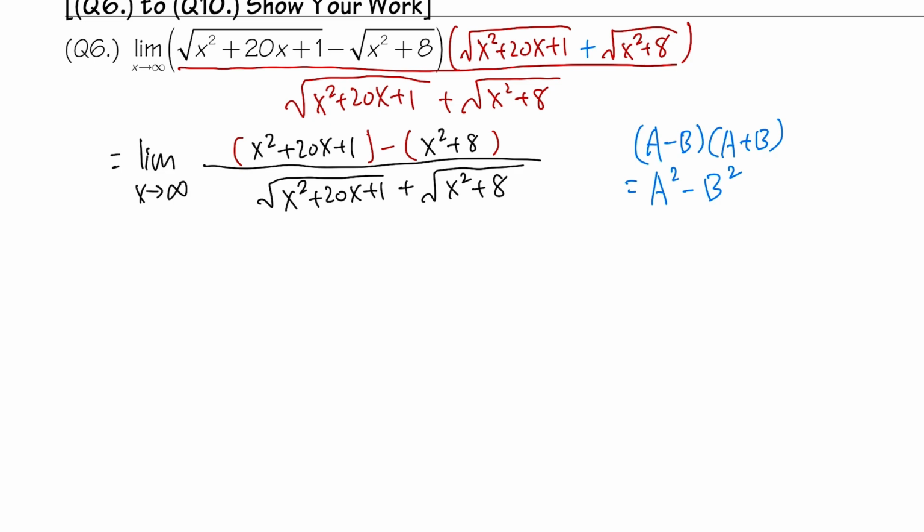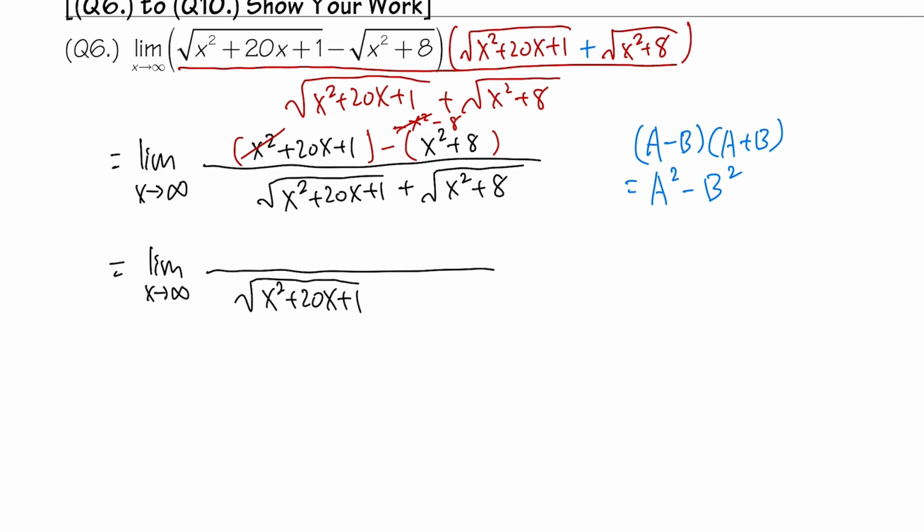Well, next, let's see. Distribute the negative, we get negative x squared and then minus 8, yeah? And you see that x squared minus x squared will cancel. So it looks like we have the limit as x approaching infinity. The bottom is square root of x squared plus 20x plus 1 plus square root of x squared plus 8. The top is now just the 20x, and then 1 minus 8, right? 1 minus 8, that's minus 7.